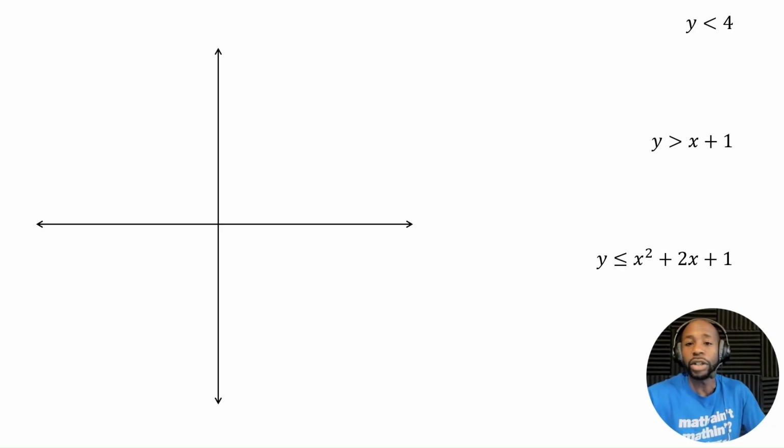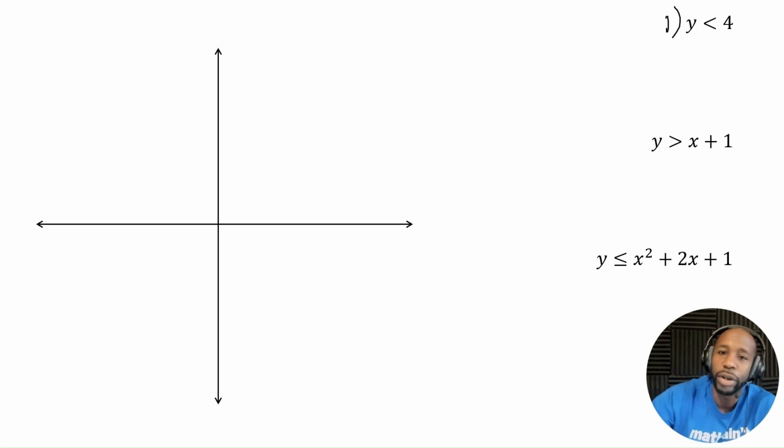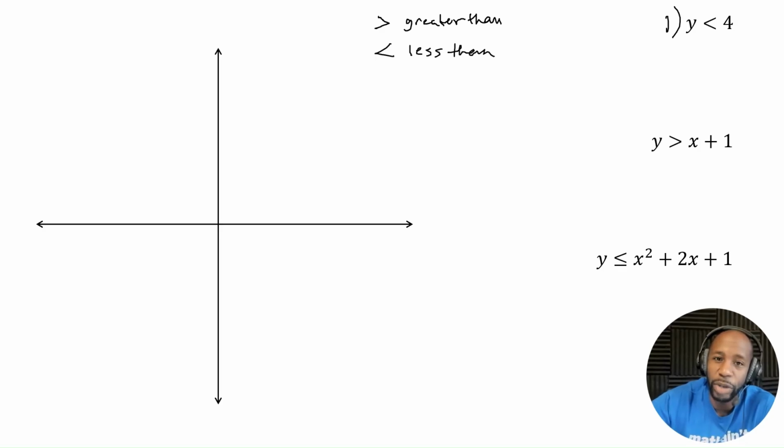All right, so let's start off with this first inequality I have here. Y is less than 4. First of all, remember that's greater than, because the mouth is pointing toward the number on the left, less than, and then you have greater than or equal to, which will have the line underneath. Less than or equal to has the line underneath. So y is less than 4.